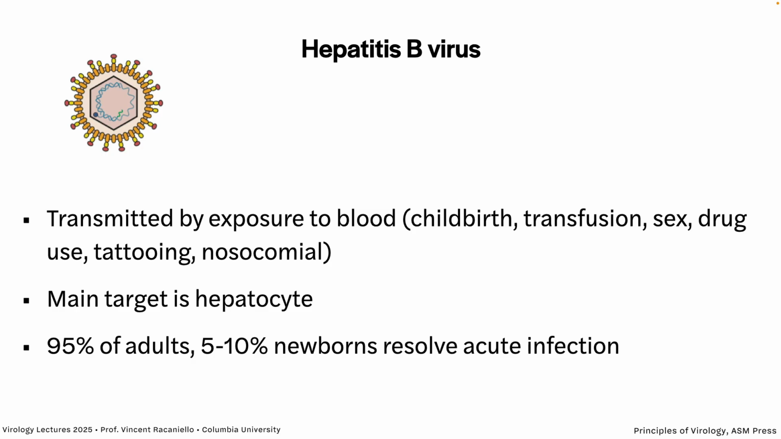And the first one is hepatitis B virus. We've encountered this virus before, right? It's the DNA virus with the double-stranded genome that has a gap, and it has a protein linked to it and a piece of RNA, and has reverse transcriptase as part of its reproduction cycle. This is transmitted among humans by exposure to blood because the virus has a viremic phase. This happens at childbirth, during transfusions, sex, drug use, tattooing, nosocomial, in the hospital. So childbirth, many mothers are Hep B positive.